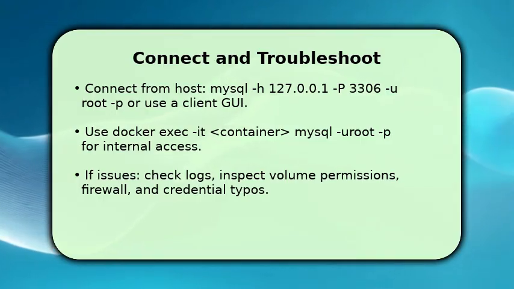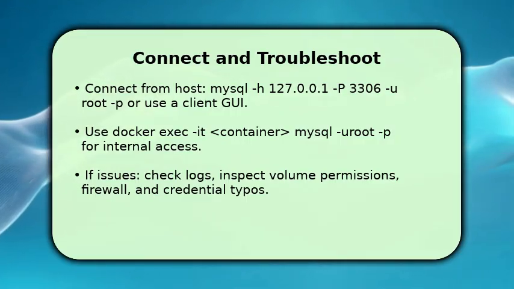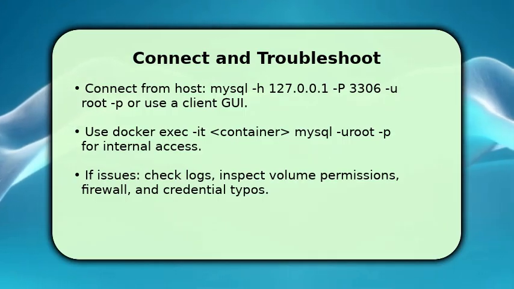Once connected, confirm databases and permissions. If something fails, check container logs, ensure the named volume has correct permissions, verify environment variables for typos, and confirm your firewall or Docker network settings are not blocking port 3306. This single check often resolves connection failures.